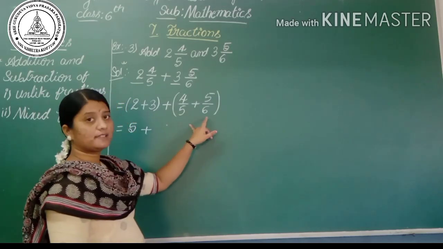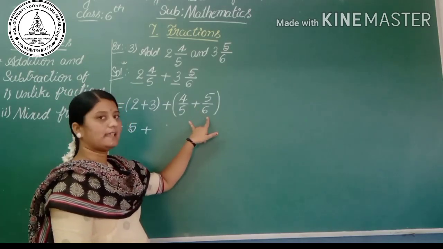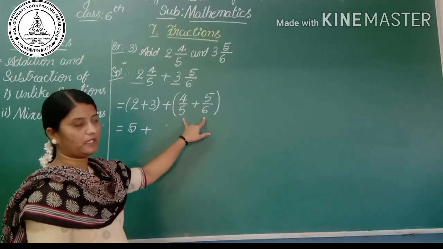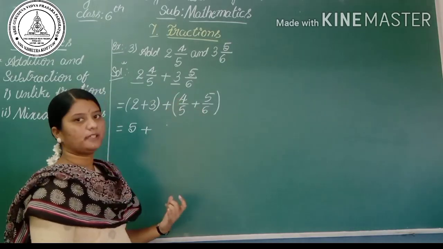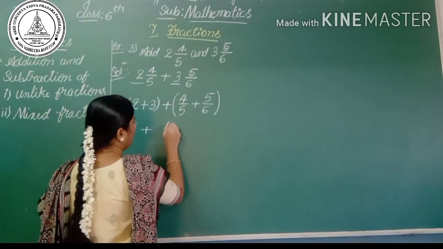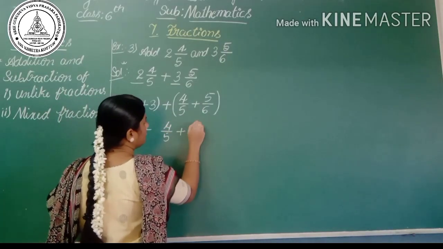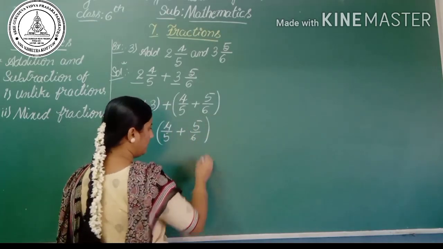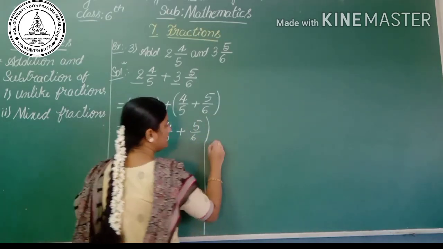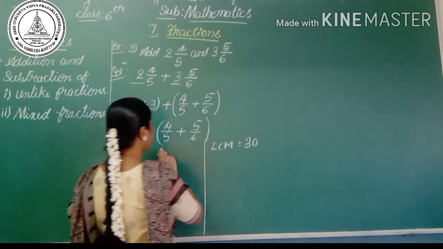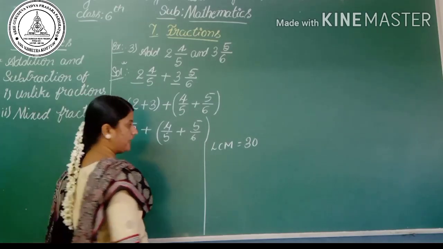Right. So what is the LCM of 5 and 6? The LCM of 5 and 6 is 30. Right, 5 6s are 30. So make the denominators into 30 in 4 by 5 plus 5 by 6. Okay. Yes. Now take the LCM here. LCM is equal to 30, and make these two fractions into like fractions.